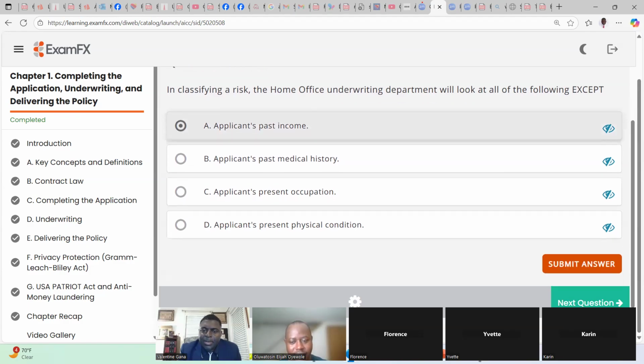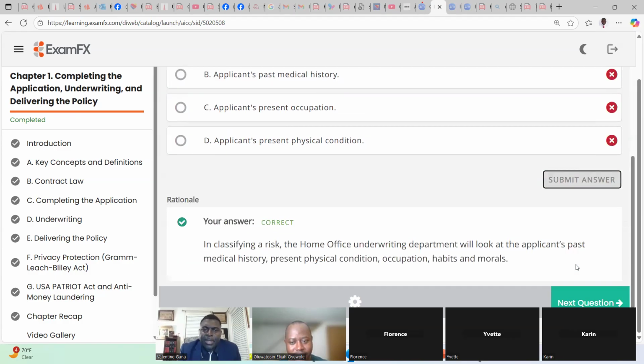All right. Let's see if we are correct. And that's very correct. Explanation: in classifying a risk, the Home Office Underwriting Department will look at the applicant's past medical history, present physical condition, occupation, habits, and morals. Correct.